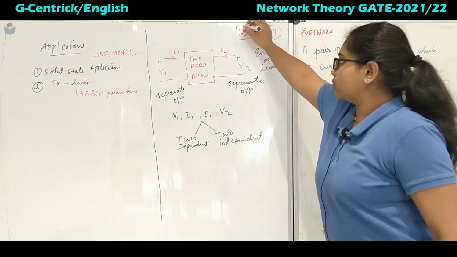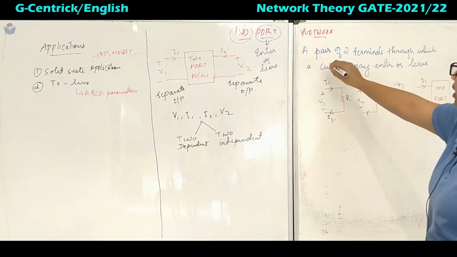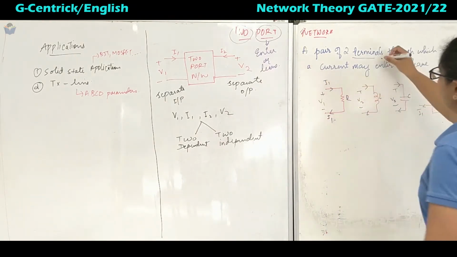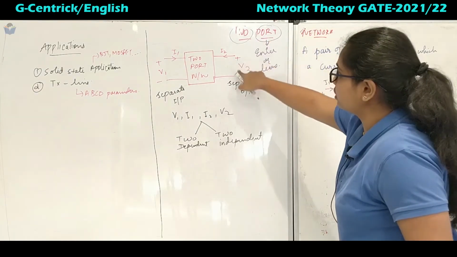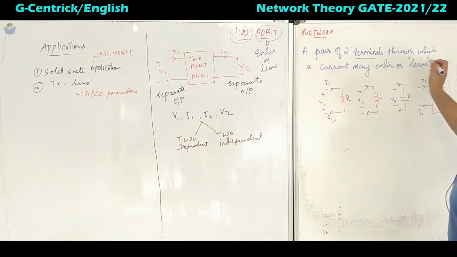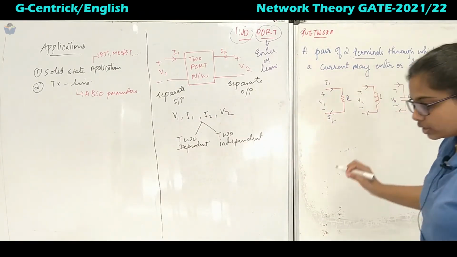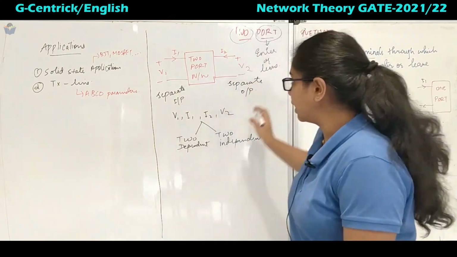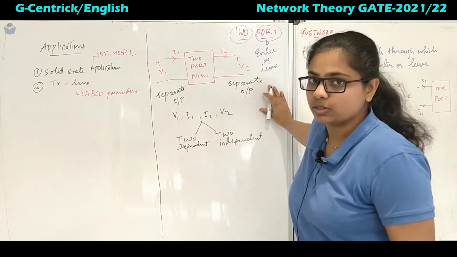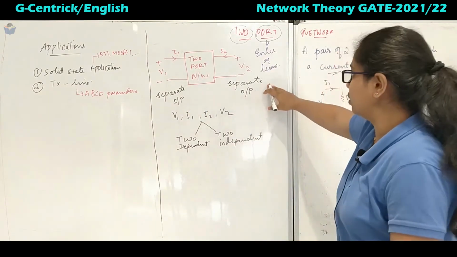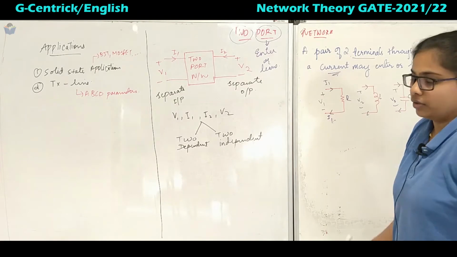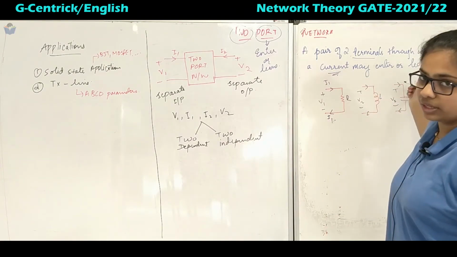So basically coming to this two-port network, what it says is that it is a pair of two terminals. Till now we have seen only one terminal. We haven't seen two terminals. So now we will see these two terminals over here. That is why we call it a pair of two terminals through which a current may enter or leave. In this two-port network, we will only analyze for the current. If it's an airport, then we will analyze for planes. If it's transport, it can be buses, vehicles, all road vehicles. But for two-port network, we will analyze the current which can enter a terminal and leave through another terminal.